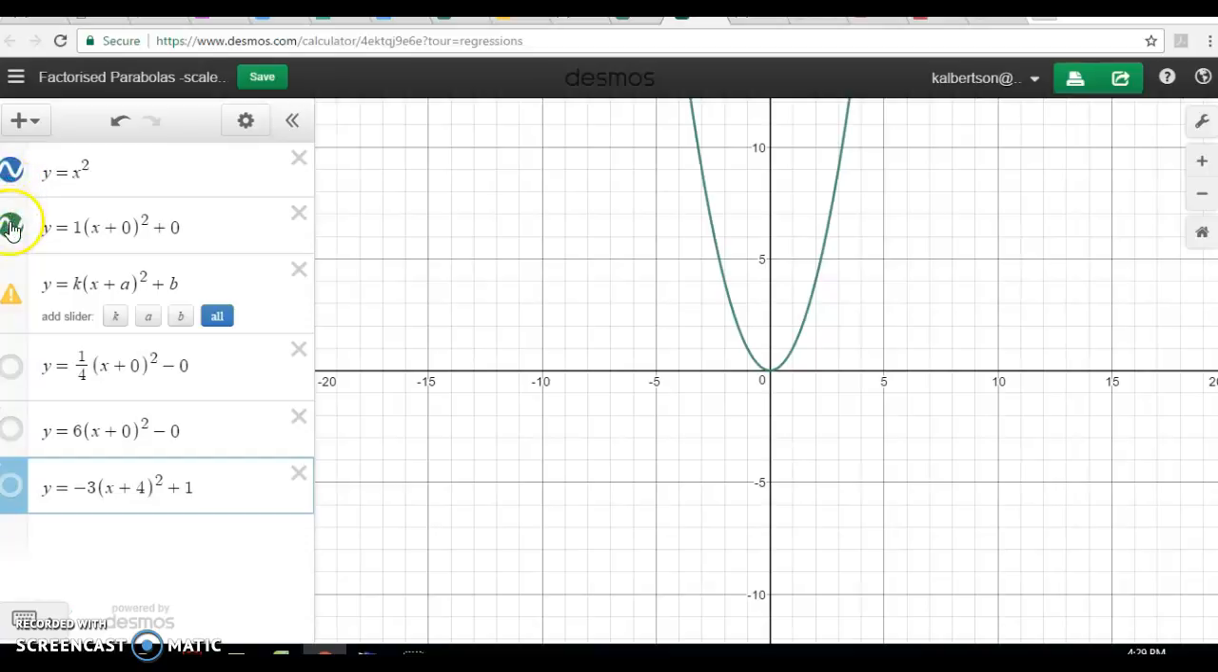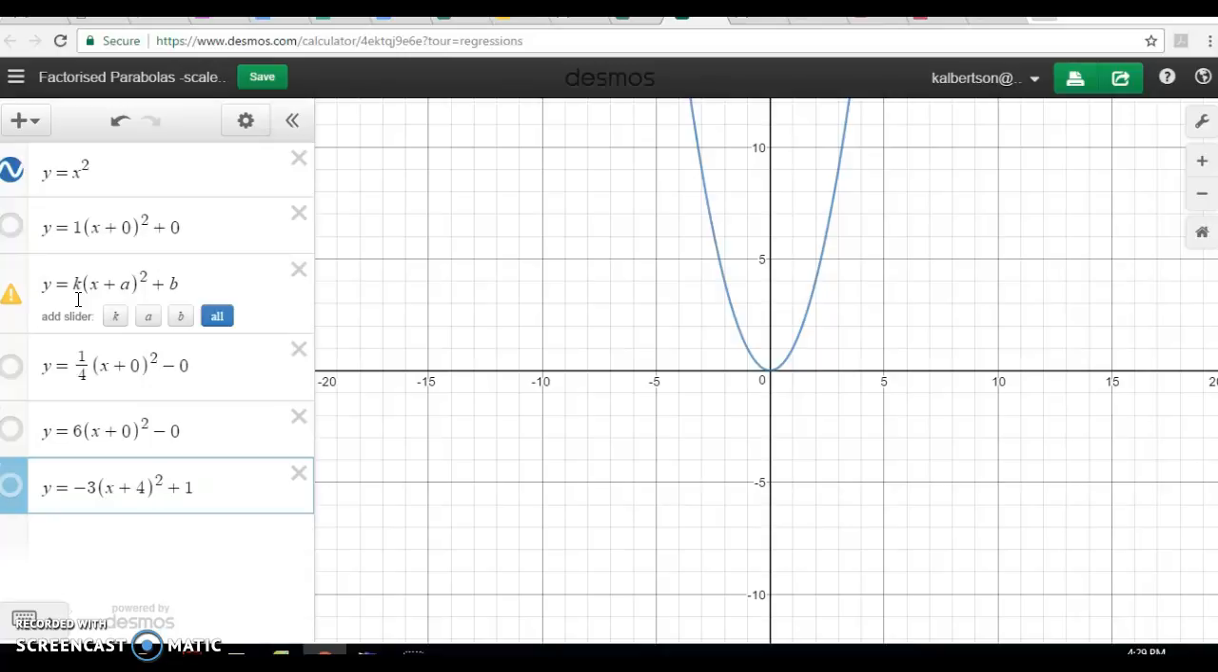So what I want you to do is I want you to start to be able to use this formula here. Y equals k, x plus a squared plus b. What we're focusing on right now is this k, the scale factor, this fatness and skinniness.